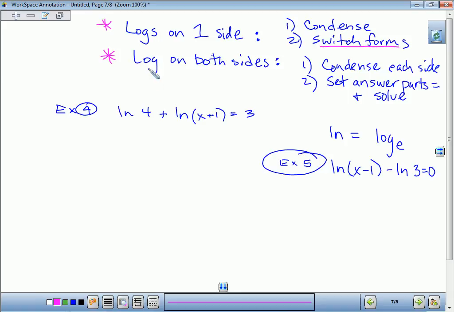Now, if we have logs on both sides, we don't have to switch forms. But if there are multiple logs on one side, we have to condense those so that we have a log equal to a log. And then we just set the answer parts equal and solve. So those are our two possible scenarios. Logs on one side, logs on both sides. And we approach them differently.